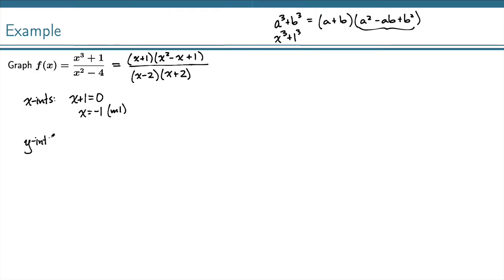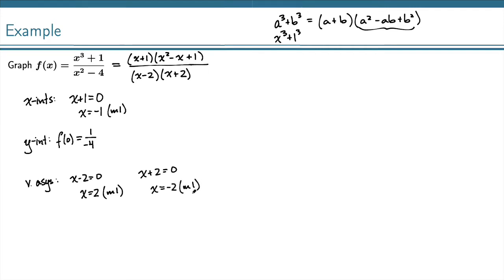And we need our y-intercept. We get the y-intercept by plugging 0 into our function. So f of 0 equals, and I'll plug it into this non-factored form, and that just gives us 1 over negative 4. And we can find our asymptotes. For our vertical asymptote, we find the zeros of the denominator. So if we set x minus 2 equal to 0, that gives us x equals 2. And that zero of the denominator has a multiplicity of 1. And if we set x plus 2 equal to 0, we get x equals negative 2. And that zero of the denominator also has a multiplicity of 1.